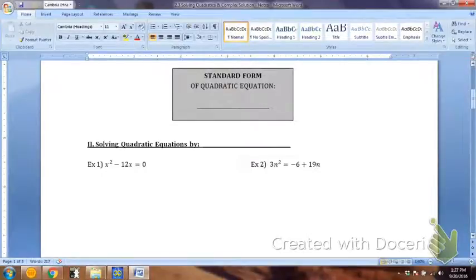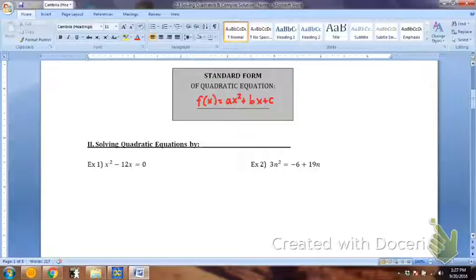F of x is a good way to start it. Equals ax squared, there we go, plus bx plus c. Okay? We remember this from yesterday and a few days ago. F of x equals ax squared plus bx plus c.